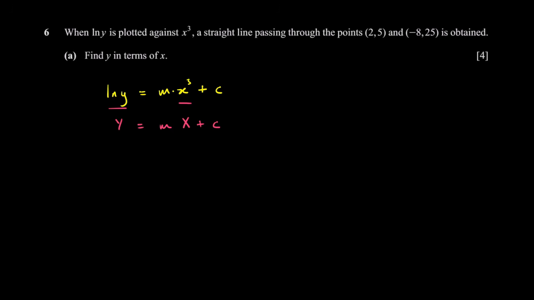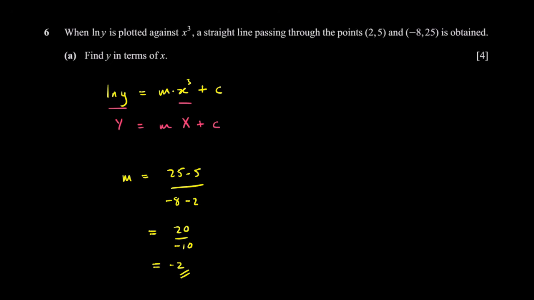So what do we've got to do? We've got to find the gradient m, and we've got to find the y-intercept c. That should be fairly easy. We take the gradient of our 2 points. So the gradient is y2 minus y1, so 25 minus 5, over x2 minus x1, which is negative 8 minus 2. And so that's going to be 20 over negative 10, and that's equal to negative 2. So the gradient is negative 2.